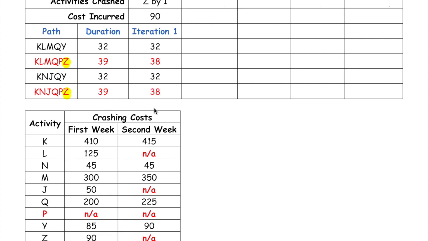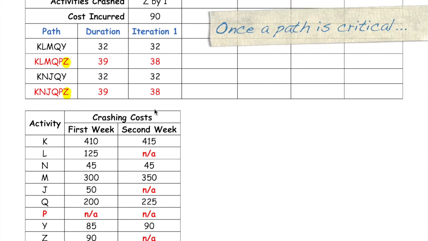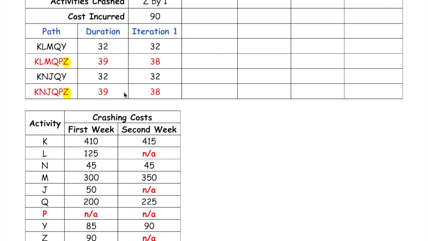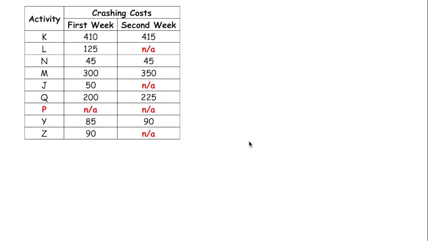One tip that I could offer is that during the crashing process, the moment that a path is critical, it really has to remain critical throughout the process. So if these two paths are critical at the beginning, throughout the entire crashing process, they must remain critical. What should also be obvious to us is that at the end of the first iteration, because we've crashed activity Z, we can no longer crash this activity, and that's simply because it does not have a cost slope for the second week. So at the end of the first iteration, it is as though activity Z is no longer available for us to crash.